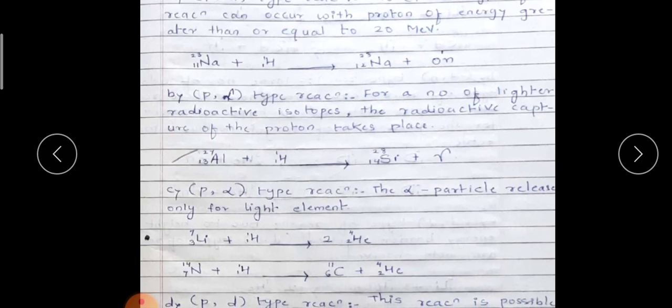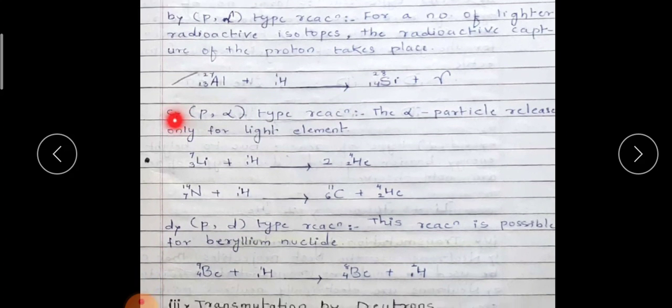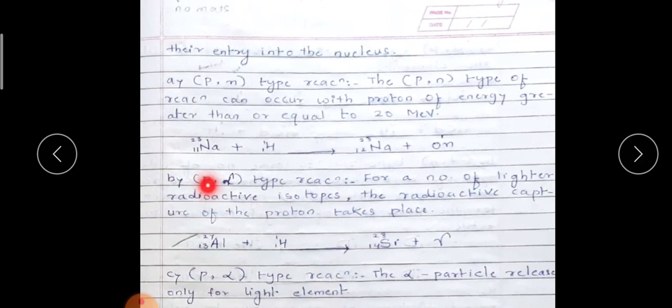PN type reaction, P gamma type reaction, P alpha type reaction, and PD type reaction. D is nothing but a deuteron. First of all, we will talk about the PN type of reaction.